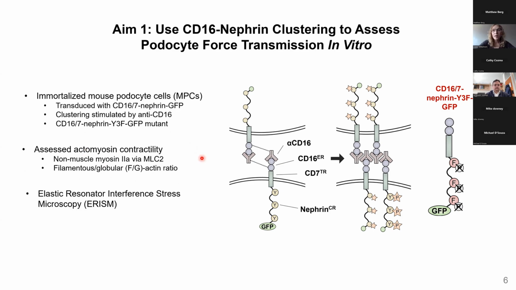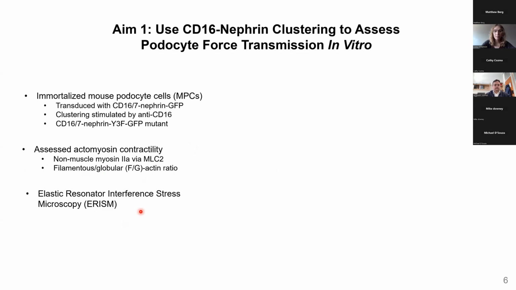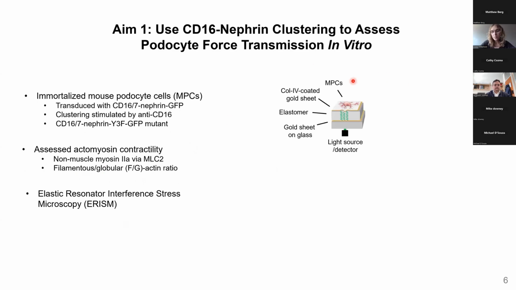We then also applied a methodology known as elastic resonator interference stress microscopy, or ERISM. To explain this methodology, MPCs were seeded on a collagen 4 coated gold sheet, and there's an elastomer sandwiched in between two gold sheets, another gold sheet here. Whenever podocytes engage in a pulling or pushing force, it can create an interference pattern that can be detected, and the actual volume of displacement can be detected as well. What this looks like with ERISM is a lighter color here showing a pulling force as well as a pushing force that can be detected.